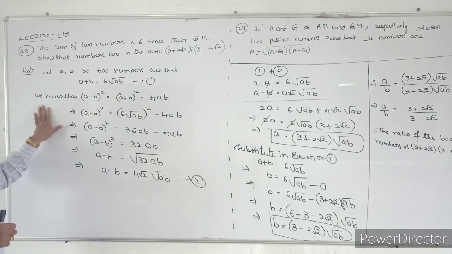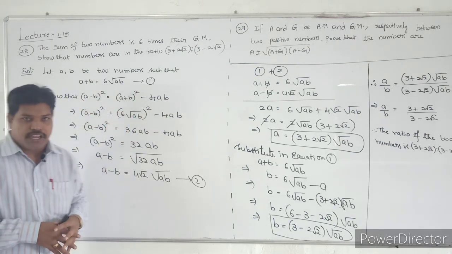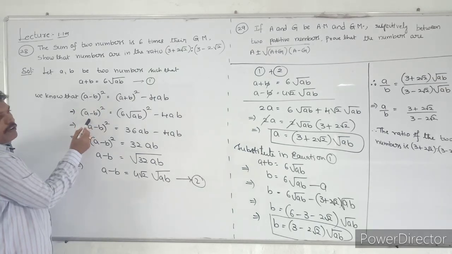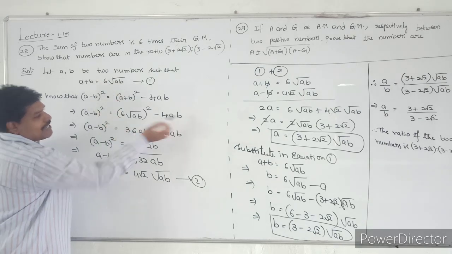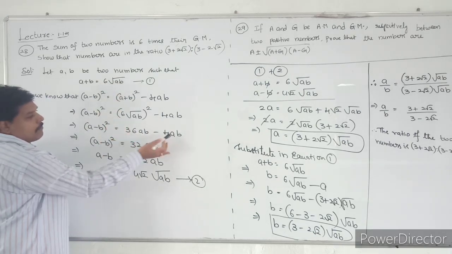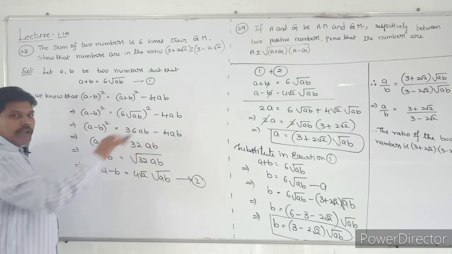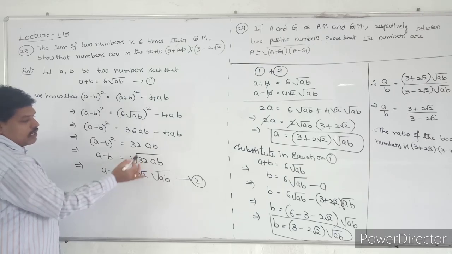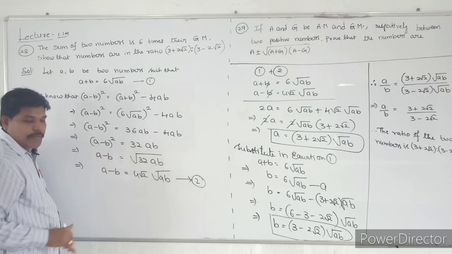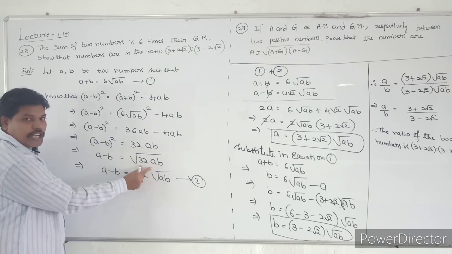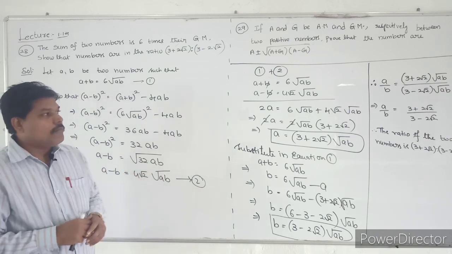Already we know one formula: a minus b whole square can be written as a plus b whole square minus 4ab. So a minus b whole square, taking the a plus b value, is 6 into square root of ab, whole square, minus 4ab. So here 36ab minus 4ab, you get 32ab. If you remove the square on this side, you get the square root on the other side. Root 32 root ab, and root 32 can be written as 4 root 2 into root ab. So that is equation number 2.